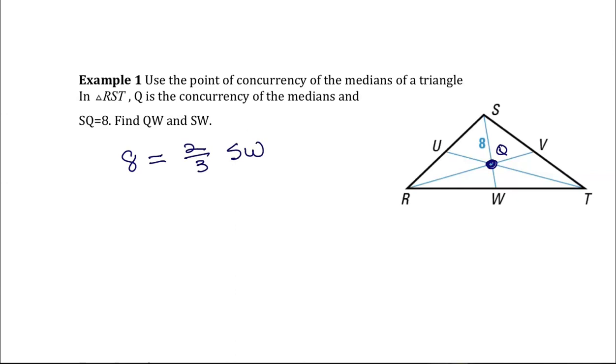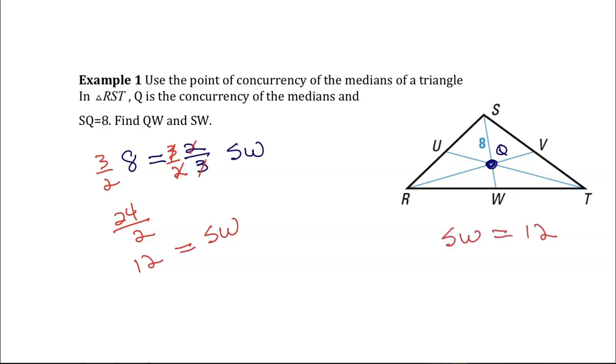Well, 8 equals 2/3 of SW. How do you get SW by itself? You would multiply by the reciprocal. 3/2 here, 3/2 here. See how this is going to cancel and become a 1? That leaves you with SW by itself. So what's 3 times 8? That's 24/2, which is 12. So 12 equals SW. So SW equals 12. So that means QW must be 12 minus 8, which is 4.